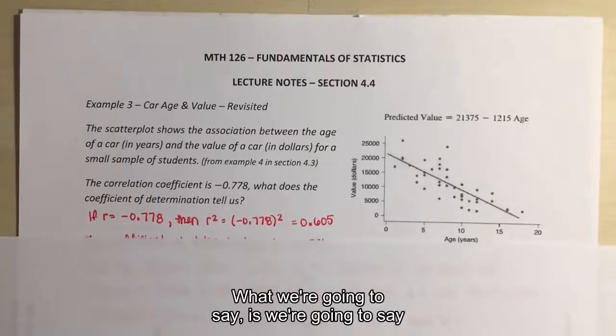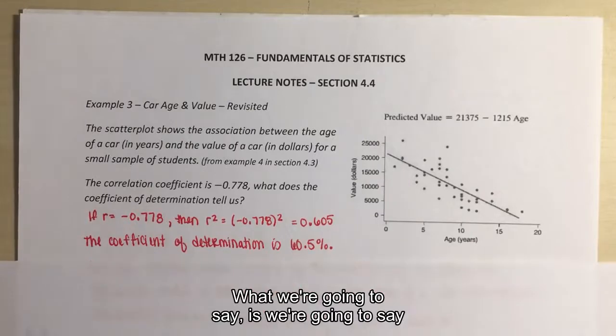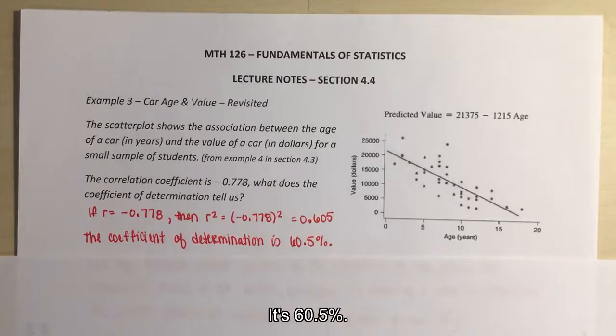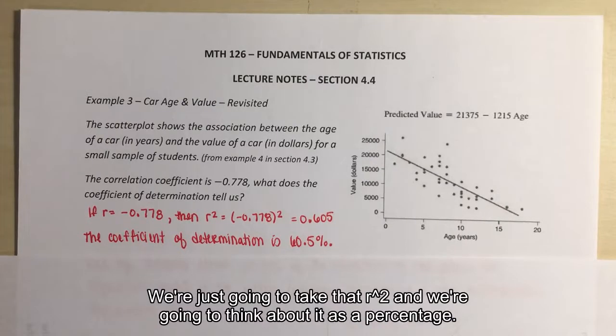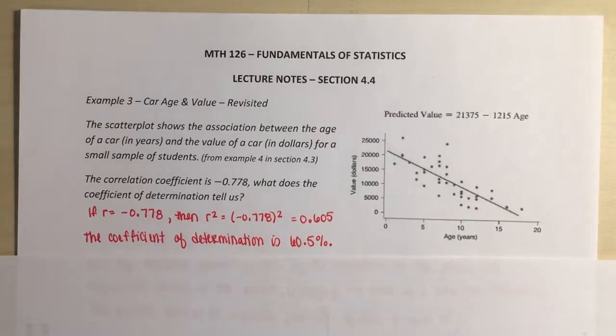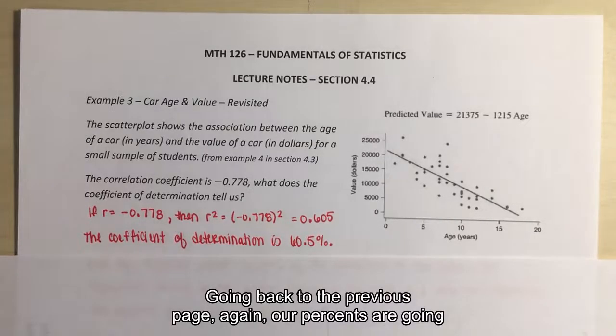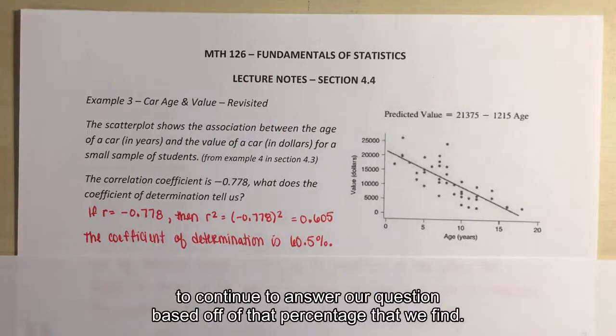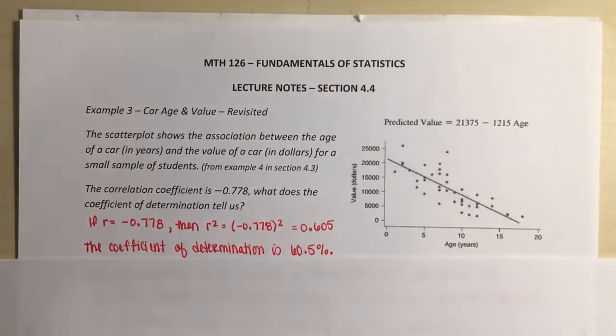So we're going to say that the coefficient of determination is 60.5%. We're just going to take that r squared and think about it as a percentage. Going back to the previous page, our percents are going to be between 0% and 100%. Then we're going to continue to answer our question based off of that percentage that we find.